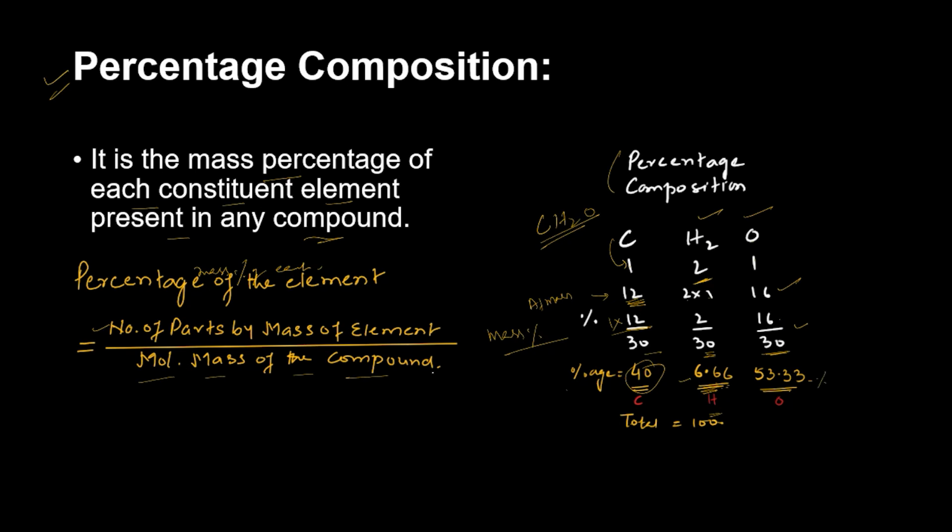So this is the percentage of individual atoms known as percentage composition of each atom. And when we add up these, it will come 100. That is the percentage.